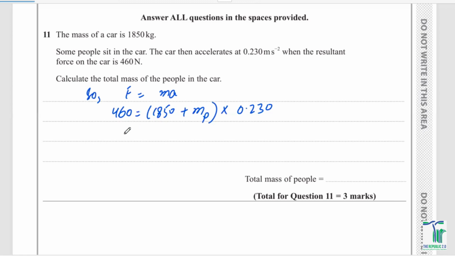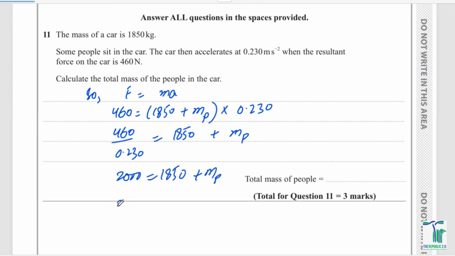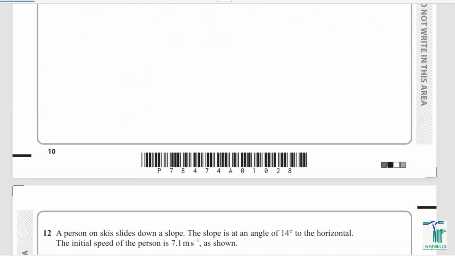So by just sorting this down, you'll have 460 divided by 0.230 equals 1850 plus the mass of the people sitting inside the car. And over here, you would have 2000 equals 1850 plus the mass of the people sitting inside the car. And you would have 2000 minus 1850, which gives you 150 kilogram. So 150 kilogram is the mass of the people sitting inside the car.